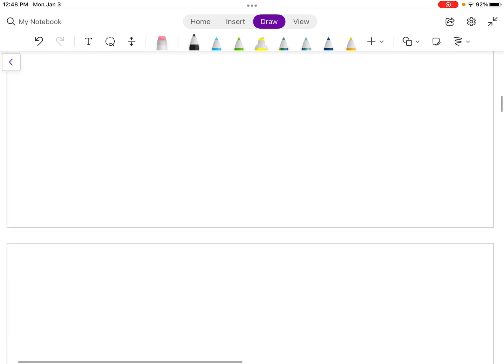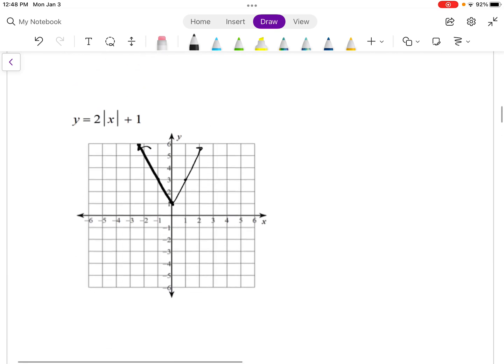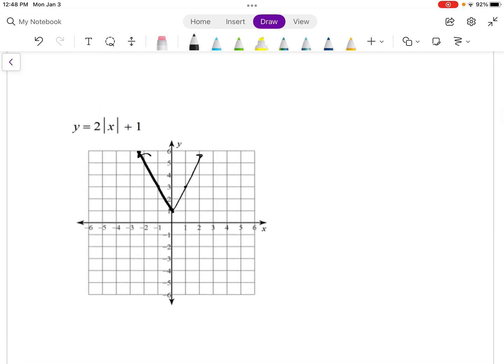Let's do one last problem. Let's do this one right here. Oh, look, it's already drawn for us, so we'll just talk about it. This one has that 2 out in front. It's 2 times the absolute value of x plus 1. So start by finding the vertex. The plus 1 moves it left 1. That's why my vertex is right there.